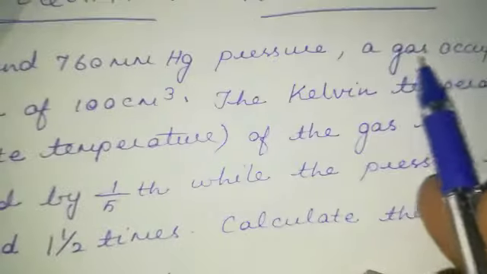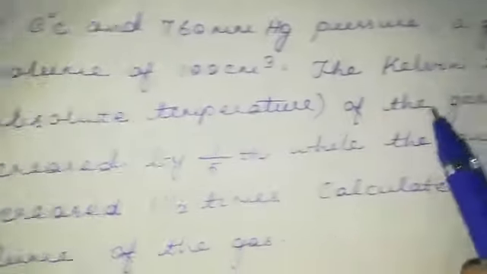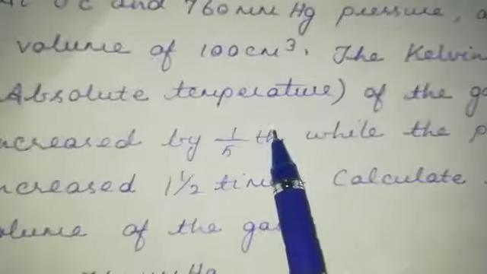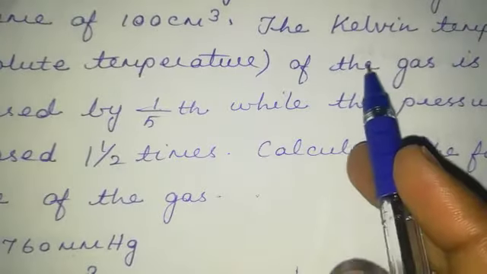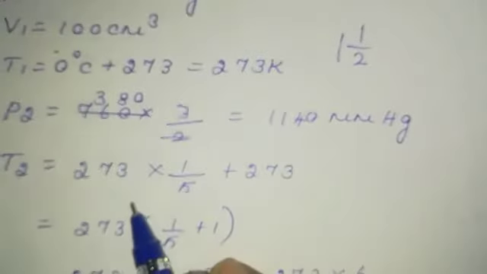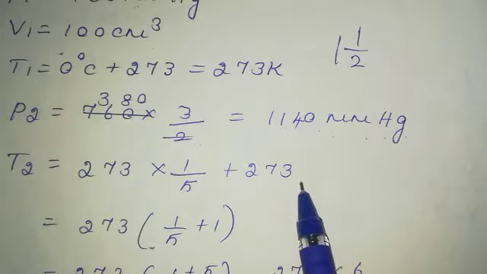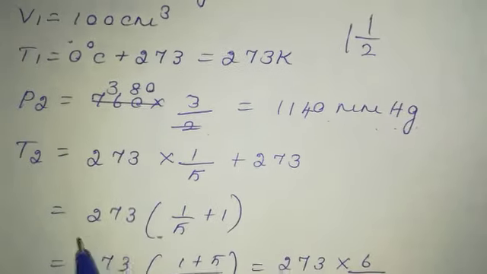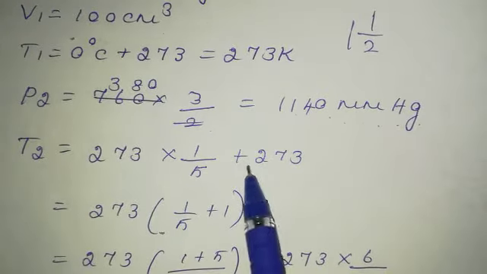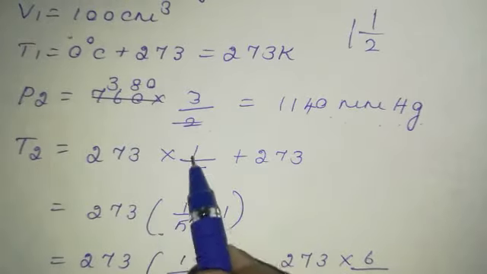Now the gas occupies a volume of 100 cubic centimeters. The Kelvin temperature, the absolute temperature of the gas, is increased by 1 by 5th. So the original temperature is 273, and the increase is 273 into 1 by 5. Since you have 273 in both, take 273 common. The original temperature you have to add to the increase.